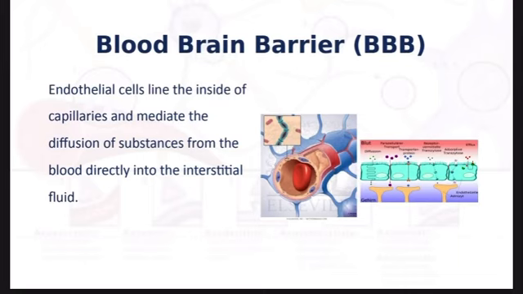Okay, the blood brain barrier: endothelial cells line the inside of the capillary and mediate diffusion of substances from blood directly into the interstitial fluid. Here inside it looks like this. This is it. These are the cells here. It gives information whether you can let something out or not, some blood supplies. Okay, and this is the blood. Okay, supply. It is a barrier for something to diffuse and something not to be diffused.